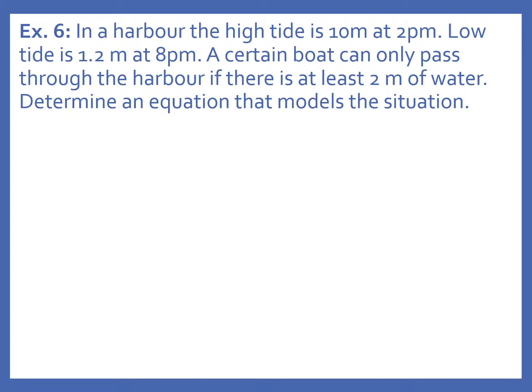Our second example, in a harbor, the high tide is 10 meters at 2 p.m. Low tide is at 1.2 meters at 8 p.m. A certain boat can only pass through the harbor if there is at least 2 meters of water. Determine an equation that models this situation. Start with a graph.